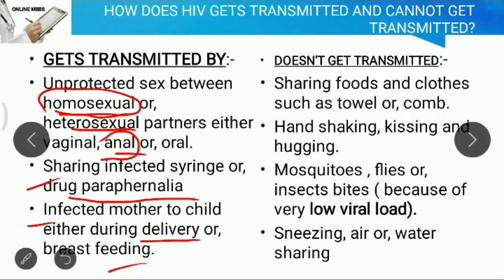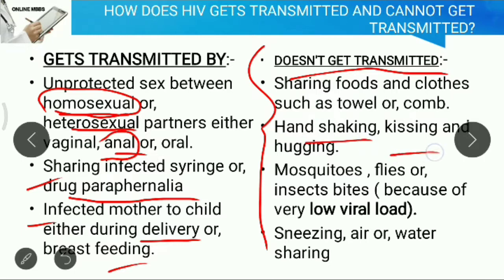Now let's see how HIV/AIDS doesn't get transmitted. Many people fear that HIV/AIDS can get transmitted through these, but it doesn't. That is sharing foods and clothes, such as a towel or comb. Handshaking. HIV/AIDS doesn't transmit through handshaking, kissing, and hugging.